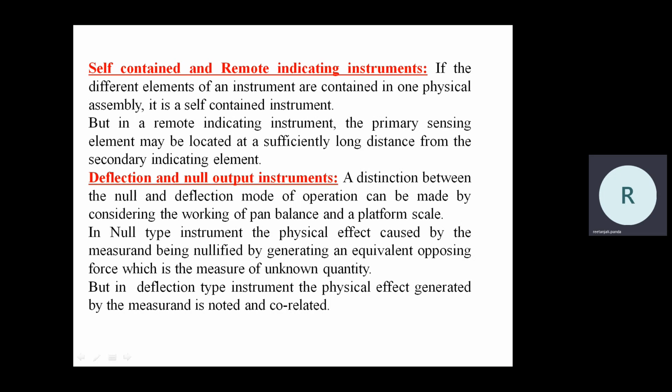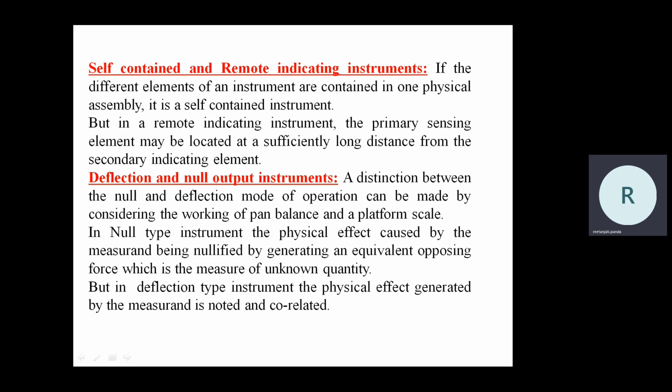Okay, similarly, next comes deflection and null output. As I already told you, in the spring balance, when you are loading at the bottom of the spring, it directly shows the weight over there on the dial indicator because of the spring deflection.